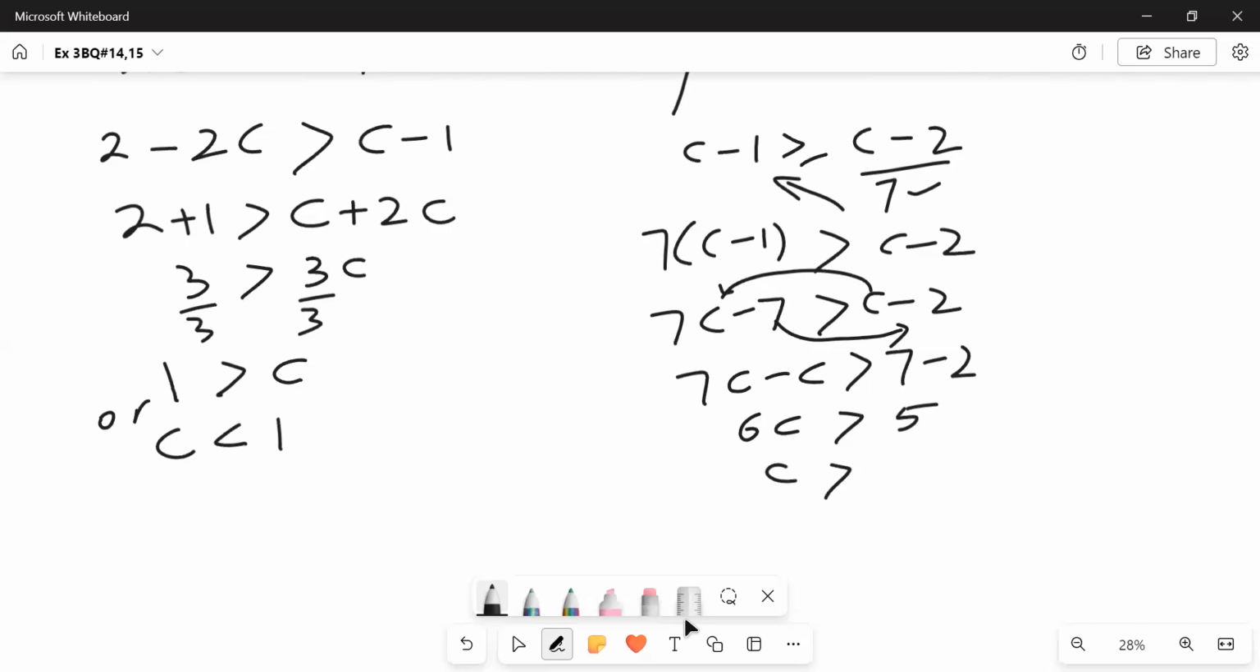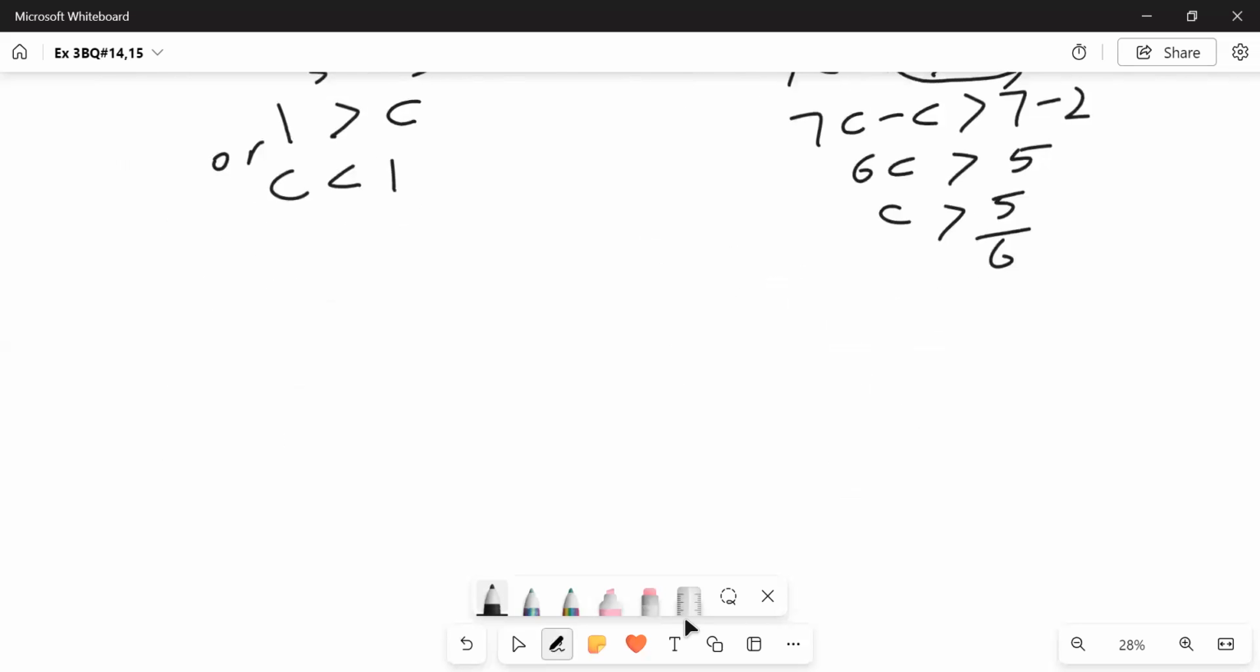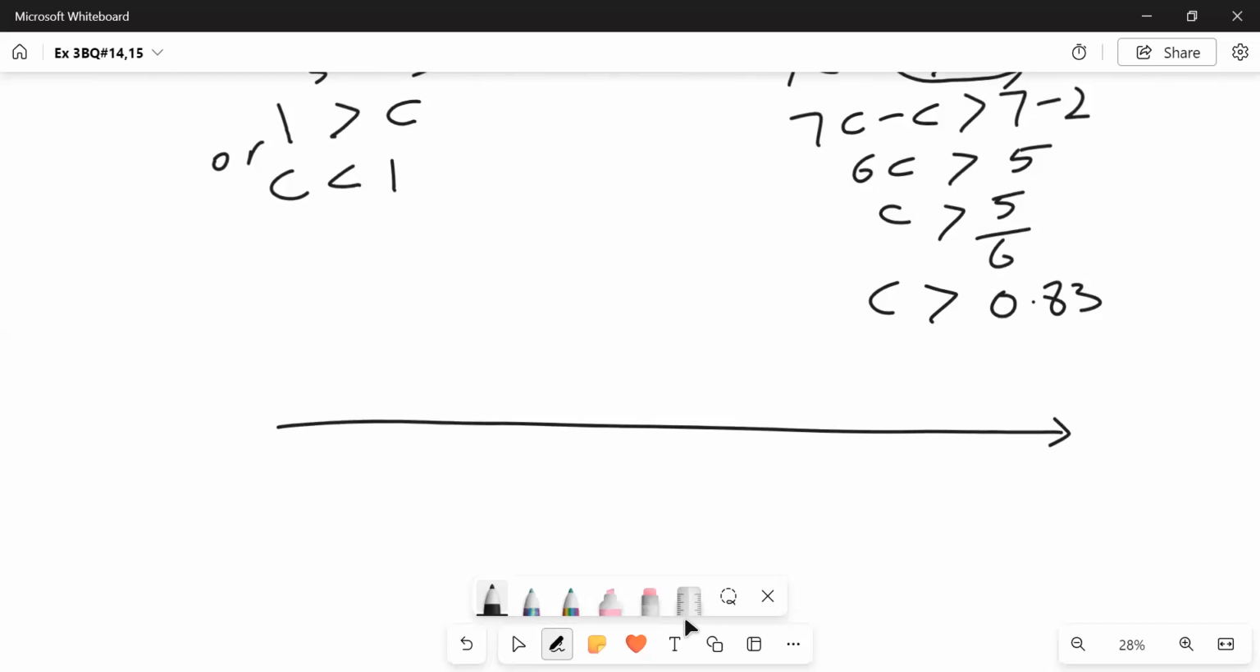So on the other side, it will be positive. So 7 minus 2, that is 5. Now it is 5 over 6. You can divide by 6. So 5 over 6 is 0.83. Now if we draw this on a number line, then it is 0.